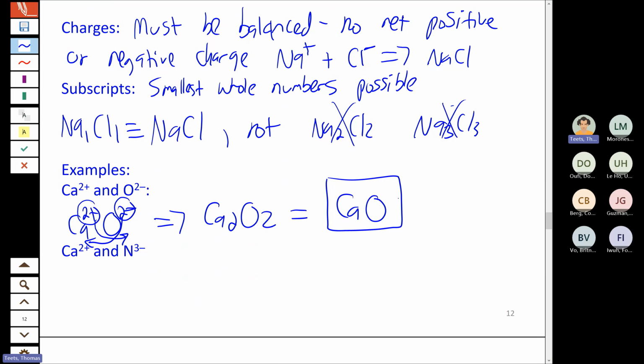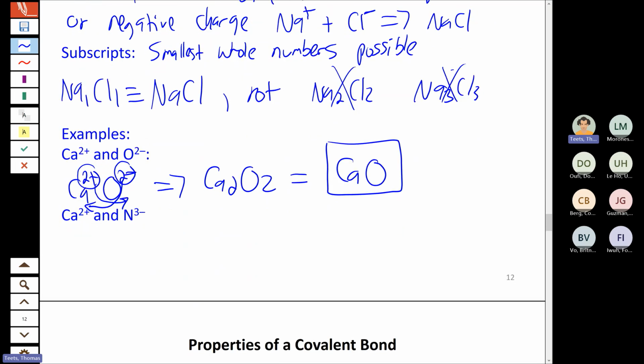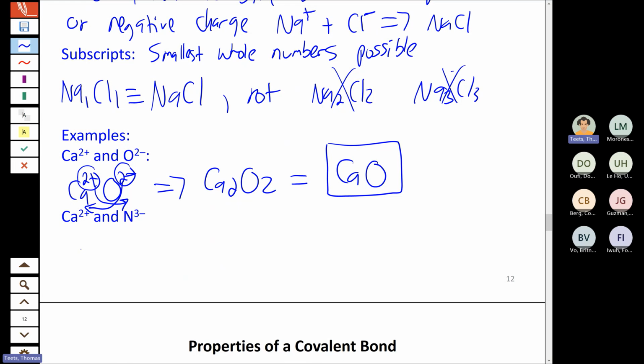So there's more charge involved, but they're still balanced out with the 1-to-1 ratio. If we do Ca2+ and N3-, we need to figure out what the ratio of those two is that would balance the charges. And here it's a little bit more tricky because the positive and negative charges aren't the same as each other. So if we just had one of each, we wouldn't cancel out all the charge. You'd still have extra negative charge.